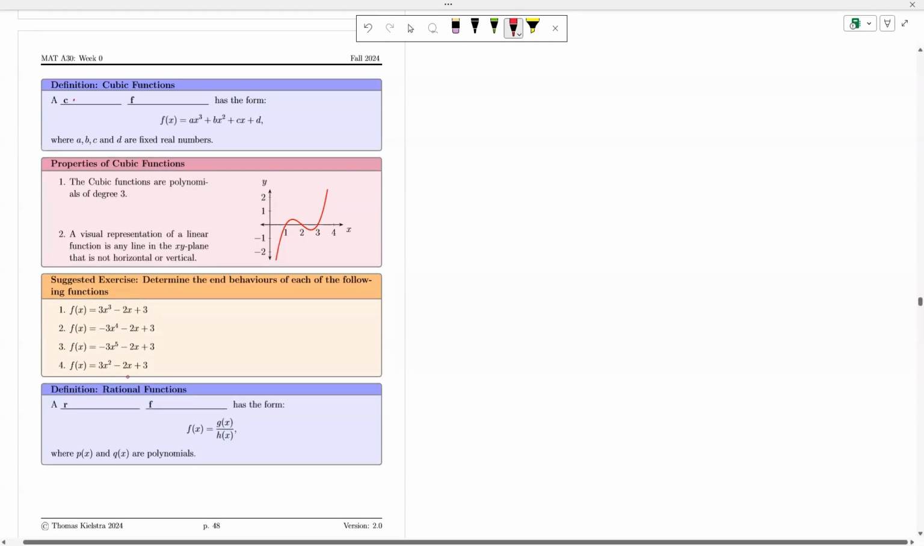Finally, we have our cubic functions. Now, cubic functions have the form ax cubed plus bx squared plus cx plus d, where a, b, c, and d are real numbers. Cubic functions are polynomials of degree 3, and a visual representation of a cubic function is given here.